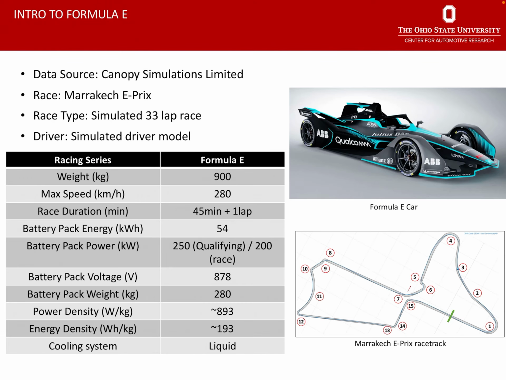So getting into the Formula E, the data was provided by Canopy Simulations Limited, which is the simulation software provider for the Formula E racing, and they provided me with the Marrakesh E race data. The race is 33 laps long with the simulated driver driving the car. The car uses a total of 54 kilowatt hour of energy to complete this race.